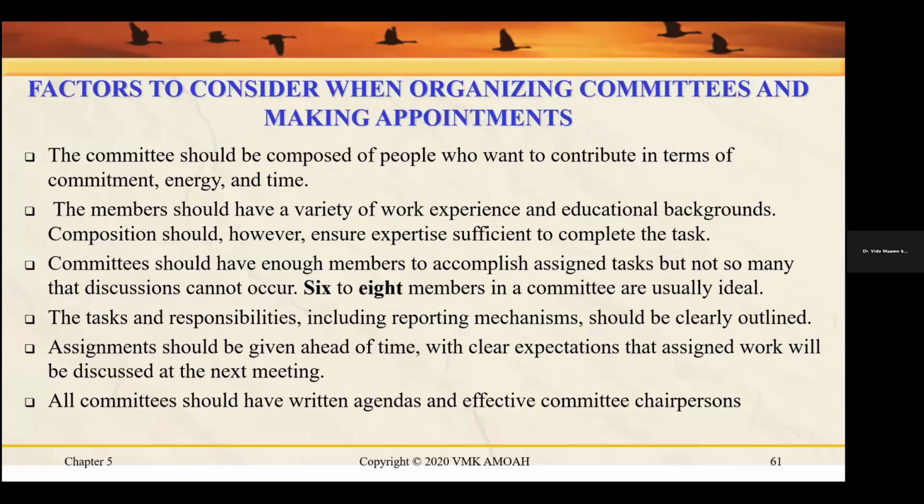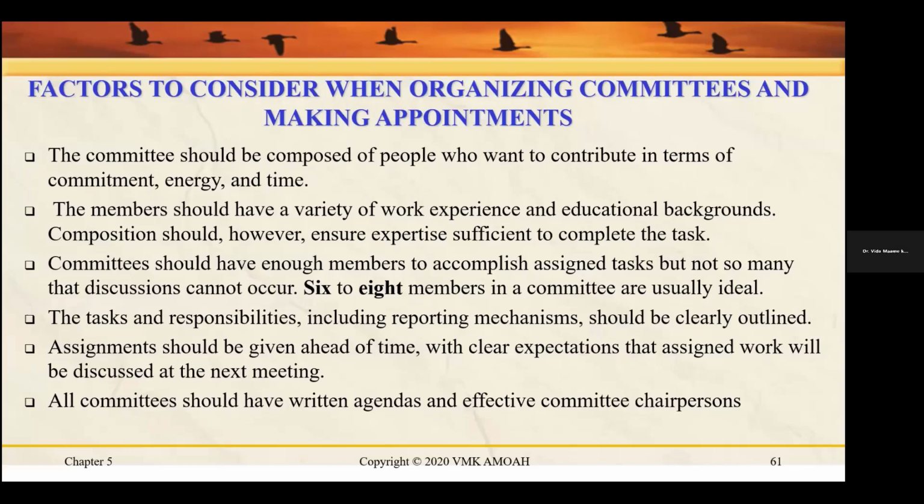All committees should have a written agenda and an effective committee chairperson. So as soon as we form a committee, we have a chairperson. Then we also have the members as well. So we have a committee. These are the members. These are the things they are supposed to do. So that is a committee.